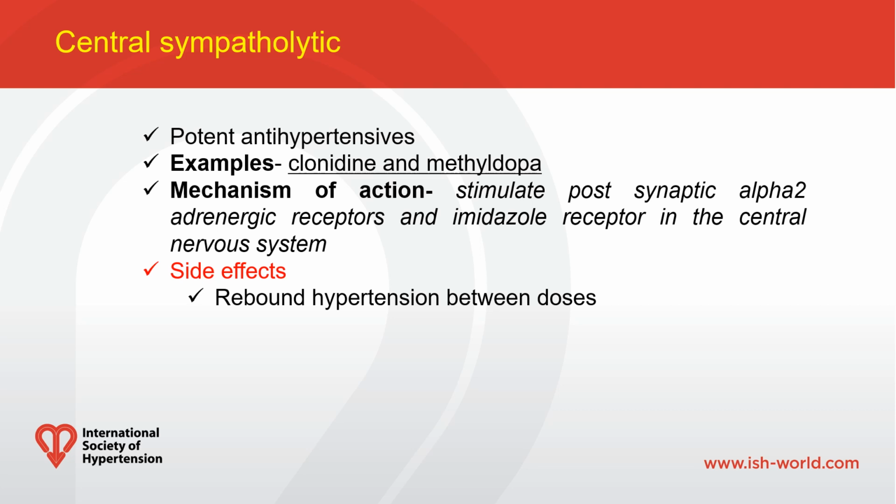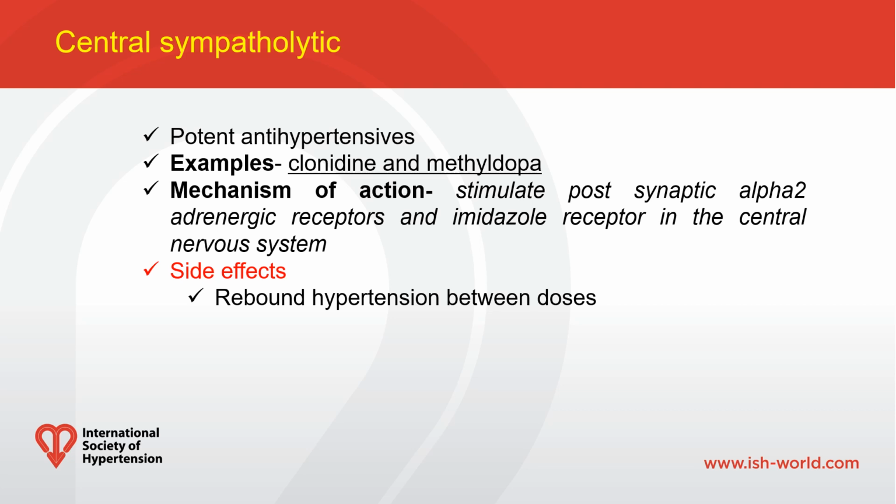The central sympatholytics, they are potent antihypertensives, no doubt, and they are used in difficult hypertensions, especially renal hypertension. So we have clonidine, methyldopa, alpha-methyldopa. The mechanism of action: they stimulate the postsynaptic alpha-2 adrenergic receptors and imidazole receptors in the central nervous system.